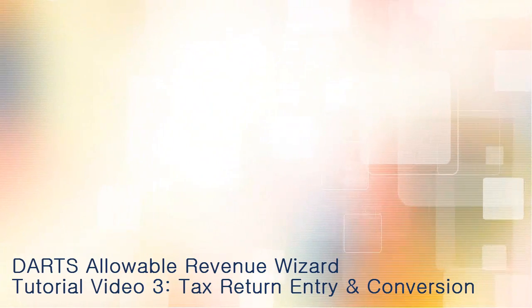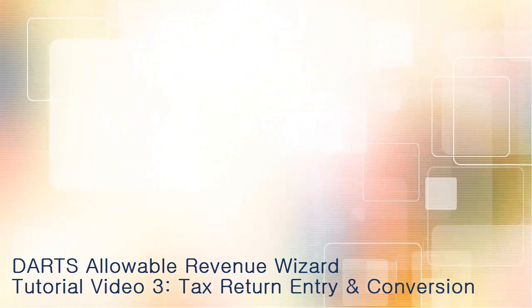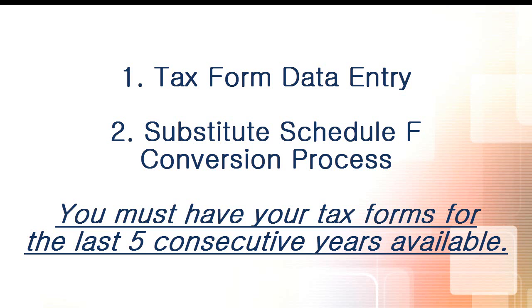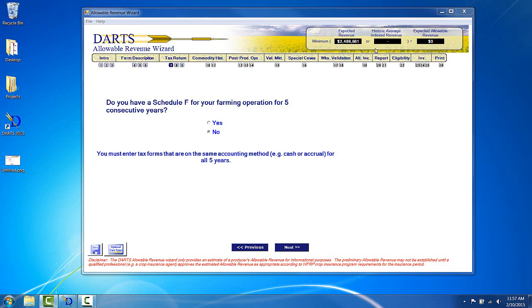This is tax return entry and conversion, the third installment in the DARTS Allowable Revenue Identification Wizard tutorial video series. This video covers the tax form data entry process and the conversion process to formulate substitute Schedule F forms for use in the WFRP crop insurance program. The WFRP crop insurance program requires the use of 5 consecutive years of Schedule F tax returns in order to calculate your historic Revenue Index revenue. This is calculated up here.